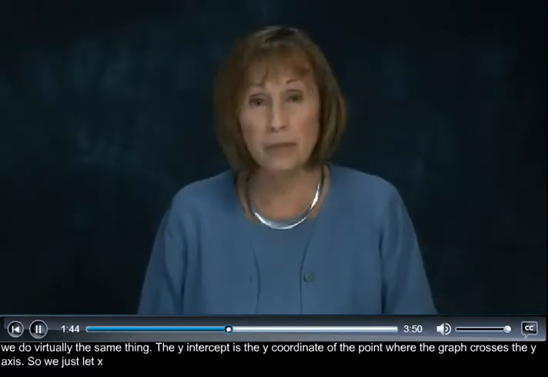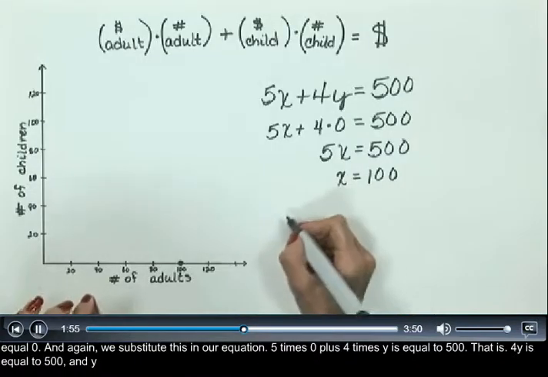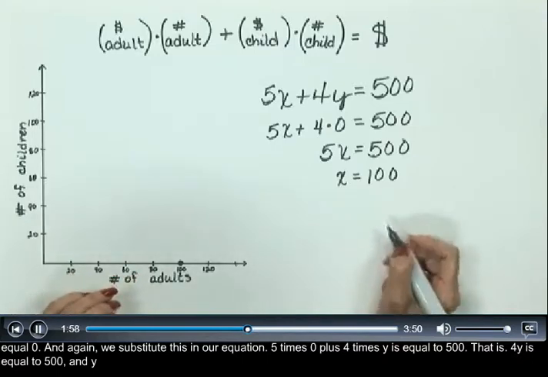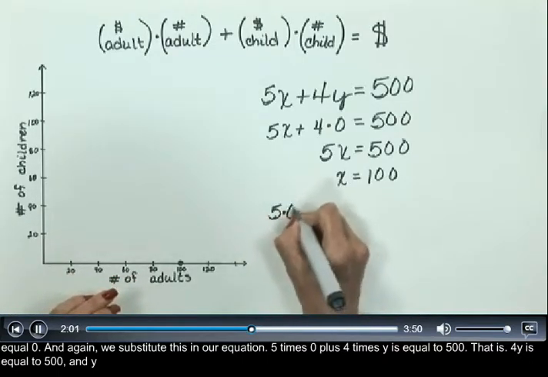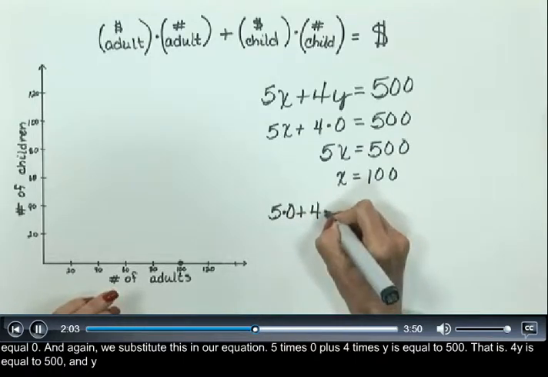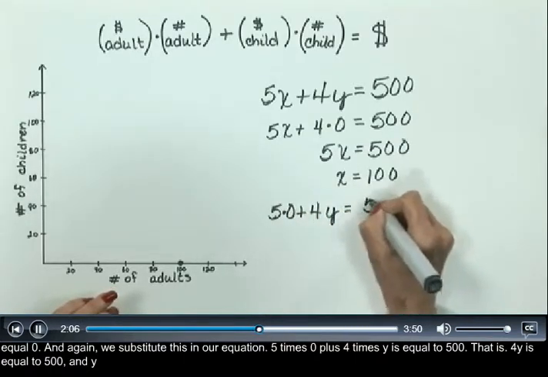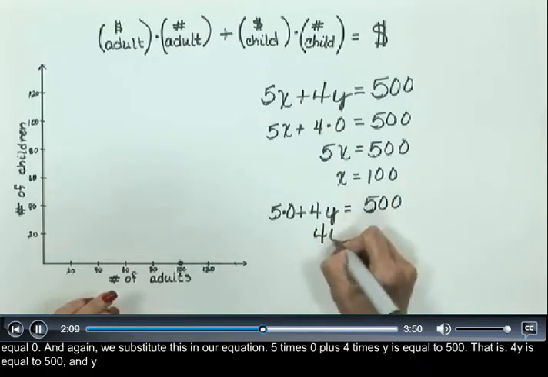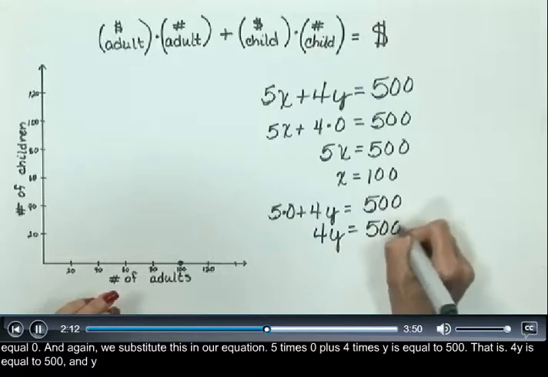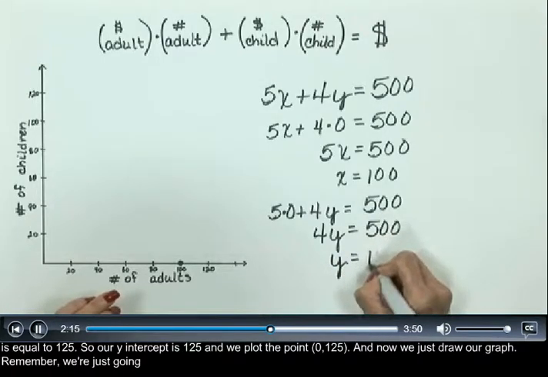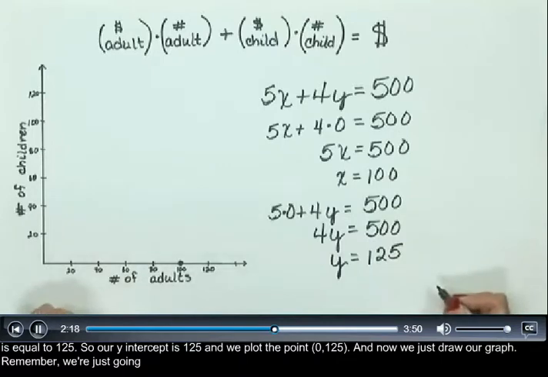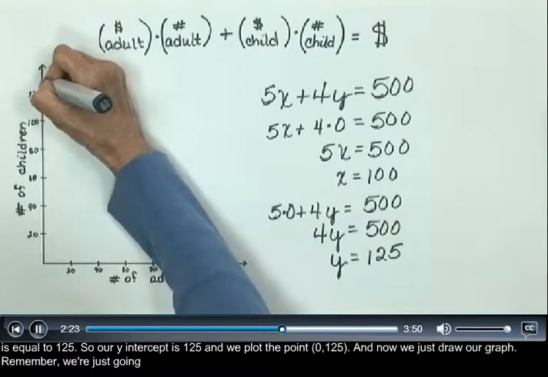Next, to find the y-intercept, we do virtually the same thing. The y-intercept is the y-coordinate of the point where the graph crosses the y-axis. So we just let x equal 0, and again we substitute this into our equation. 5 times 0 plus 4 times y is equal to 500. That is, 4y is equal to 500, and y is equal to 125. So our y-intercept is 125, and we plot the point (0, 125).